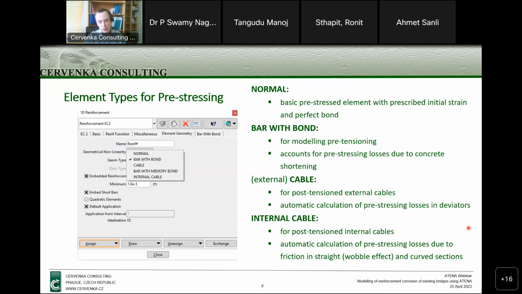This is automatically calculated in ATENA, and you can even simulate the phase when the prestressing is applied, and then again the phase when the duct is filled with some mortar. From this point the cable cannot slip and is connected to the concrete with the material of some given strength, which corresponds to the mortar in the duct.